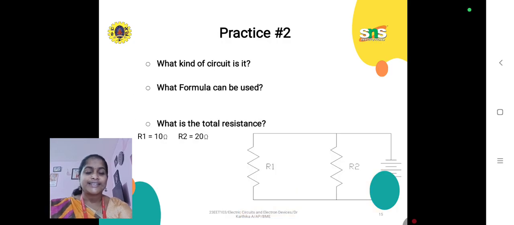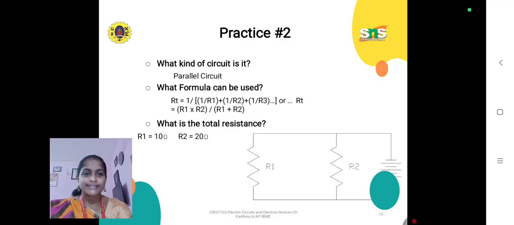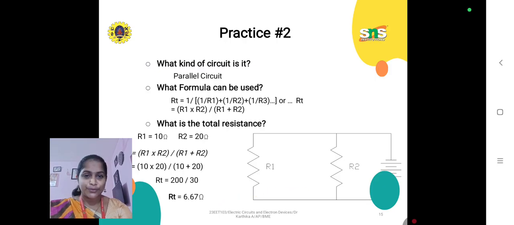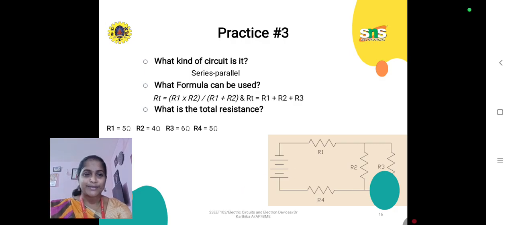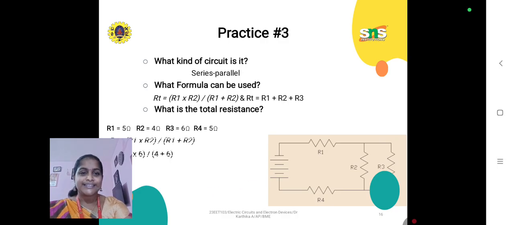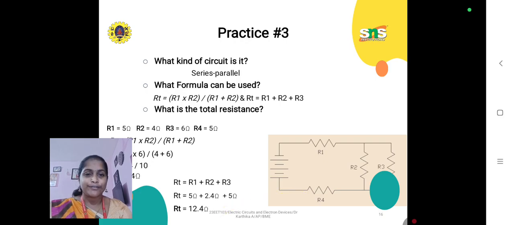See the second circuit. What kind of circuit is it? It is a parallel circuit. Here the formula is RT equal to R1 R2 by R1 plus R2, and the total resistance is RT equal to 6.67 ohms. And see the third one. What kind of circuit is it? It is a combination of series and parallel. The formula is R1 R2 by R1 plus R2, and RT equal to R1 plus R2 plus R3. The total resistance value is 12.4 ohms.